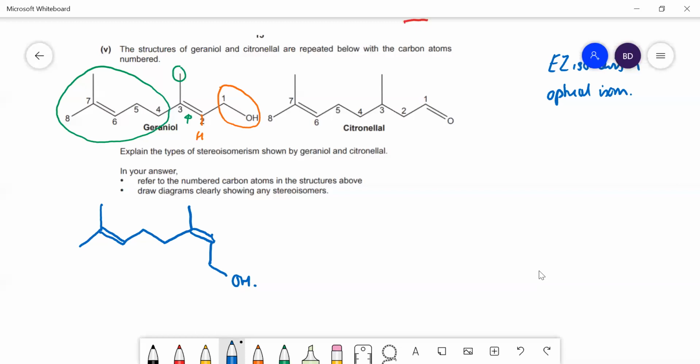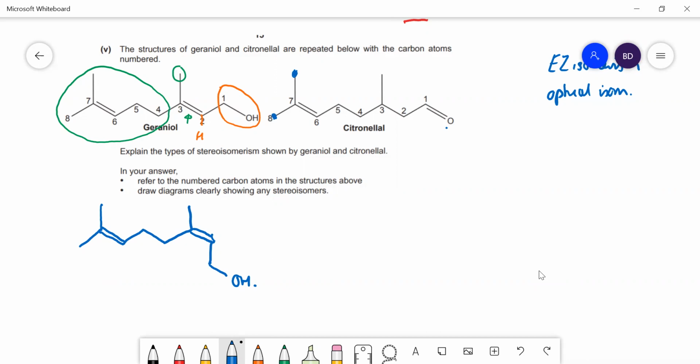Citronellal. Now let's look at this. You don't have any E/Z isomerism in this molecule, because again, this one here, you've got 2 methyl groups attached. So they're 2 identical groups attached to the carbon of the double bond. So no E/Z. You can't have E/Z with this one here. It's not a carbon-carbon double bond. So have we got any optical isomers there?